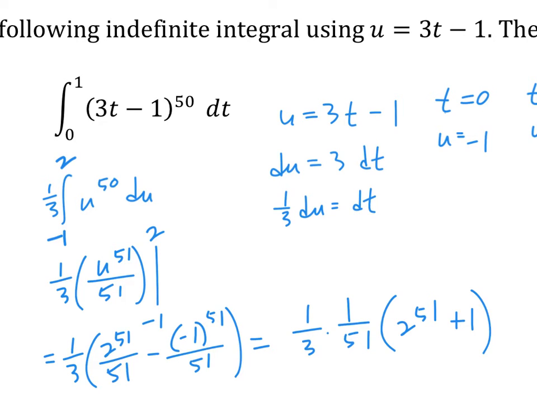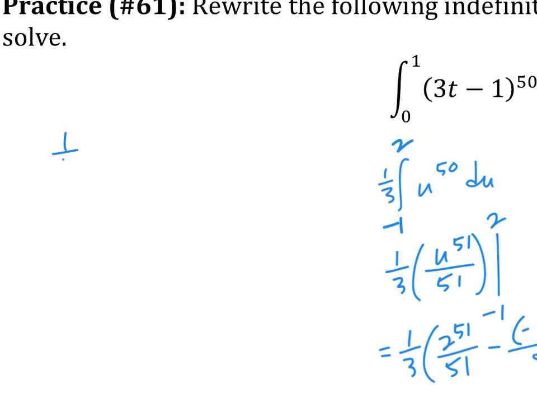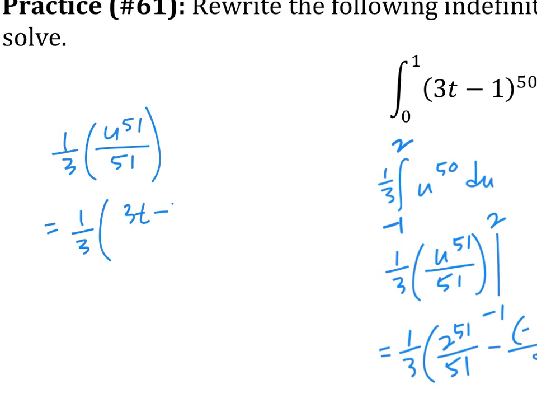Oh, so technically, could you still do it the old way? Yeah, you can. You don't have to change it to u. You could just leave it like this, 1/3, and then we had u to the 51 over 51. We could just put it back, 3t minus 1 to the 51 over 51, and then I would just evaluate from 0 to 1. It's the same thing. You're going to get the same answer. I think it's not faster this way because your numbers are bigger.